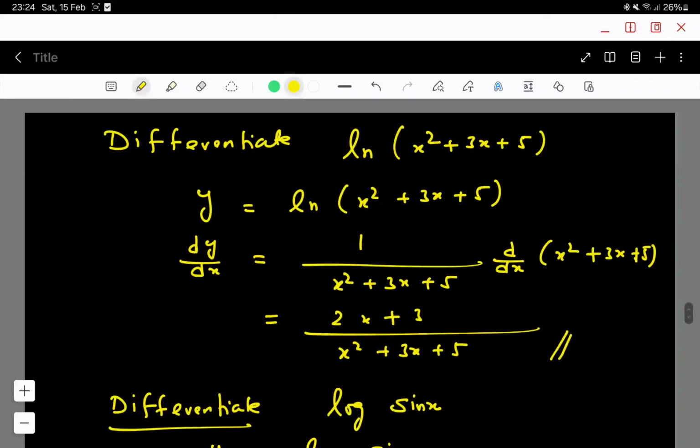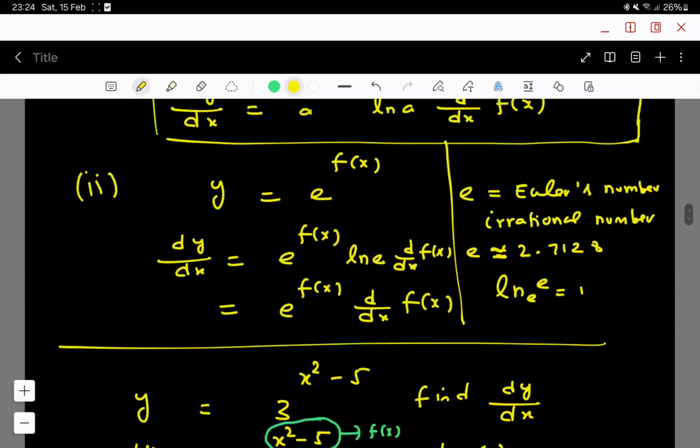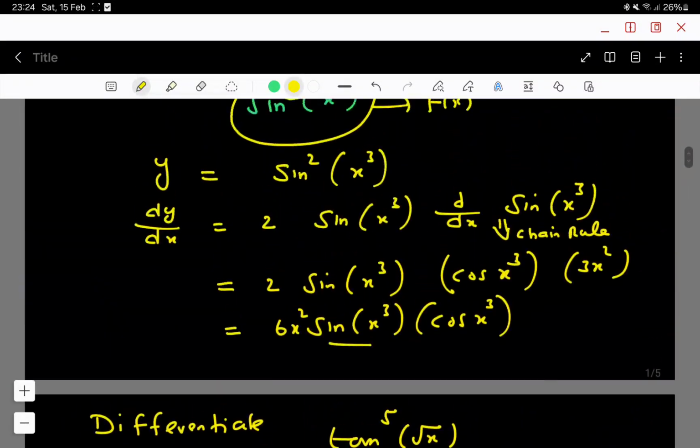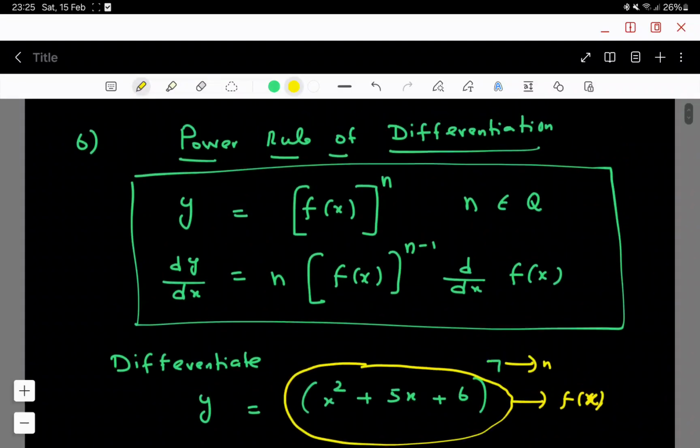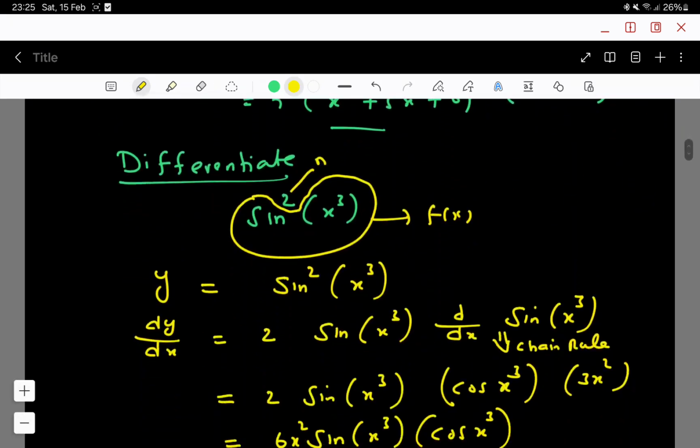So the first one is the power rule. For any function in power, we follow n times f of x whole power n minus 1. Y equal f of x power n, then dy by dx is n times f of x whole power n minus 1 times d by dx of f of x. This is the power rule. In the power rule, the base is f of x, the power is n.